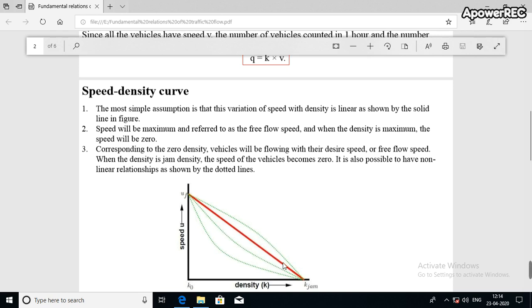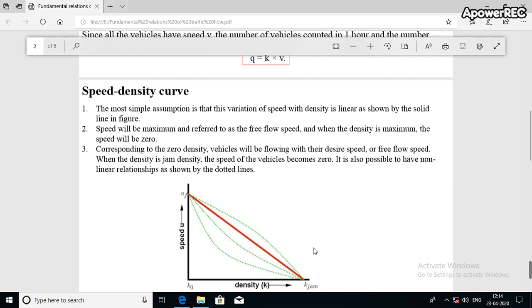Up to a certain point, the speed will have some value. But beyond that, the speed will tend to be 0. The speed will tend to be 0 when the maximum number of vehicles are present in that particular area and jamming conditions occur. That is known as the jam density, or in other words, K jam. So at jam density, the speed will be zero. In this way, they are interrelated.